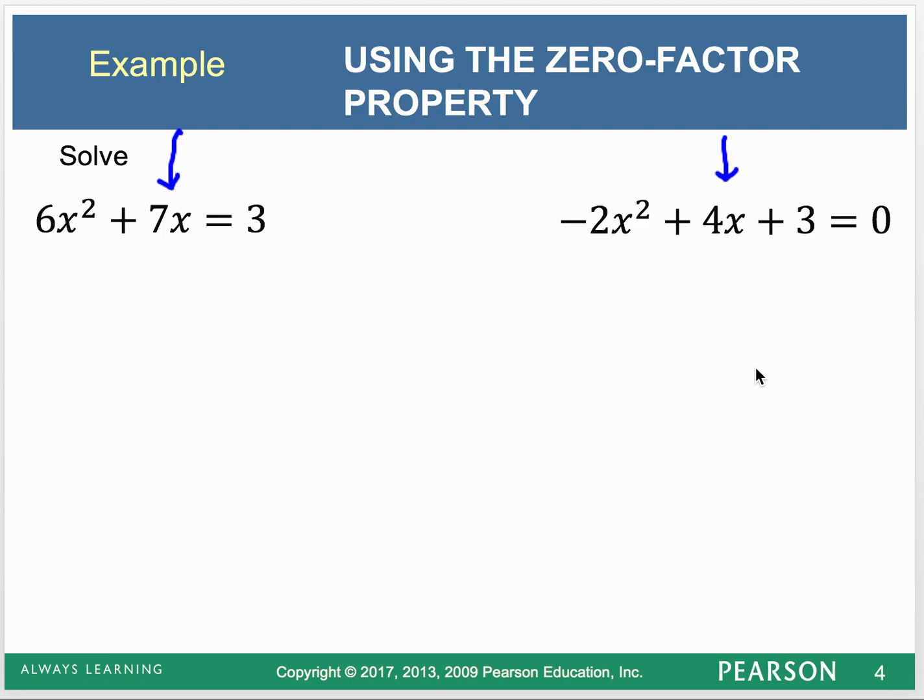Okay, so then my second thought is, well, I'm going to set it to 0 and try to use the zero factor property, or sometimes you'll hear it as the zero product property. In other words, I'm going to try to factor it. So the first step is I'm going to set this thing equal to 0. Subtract 3 from both sides.